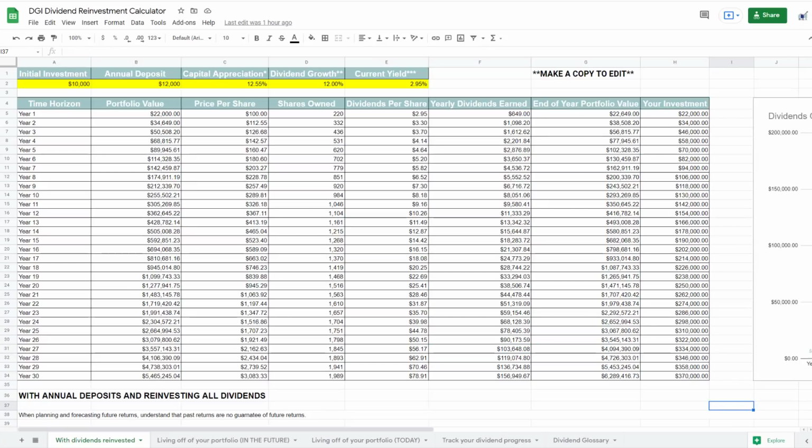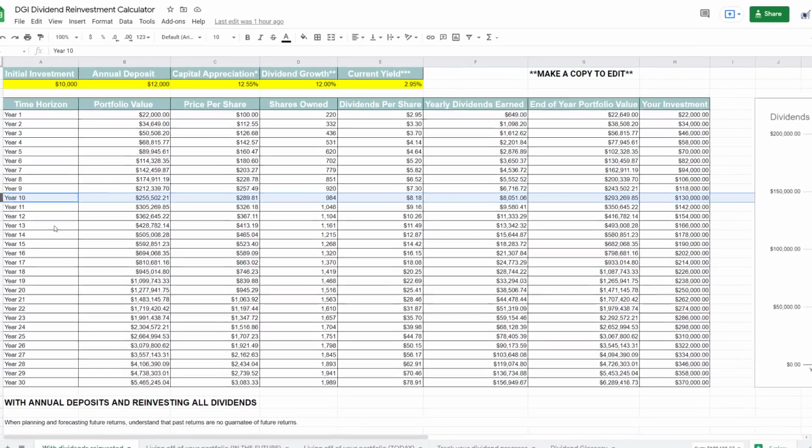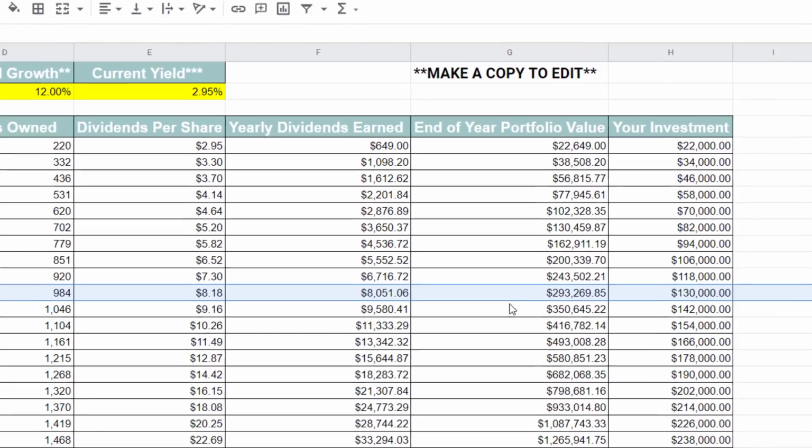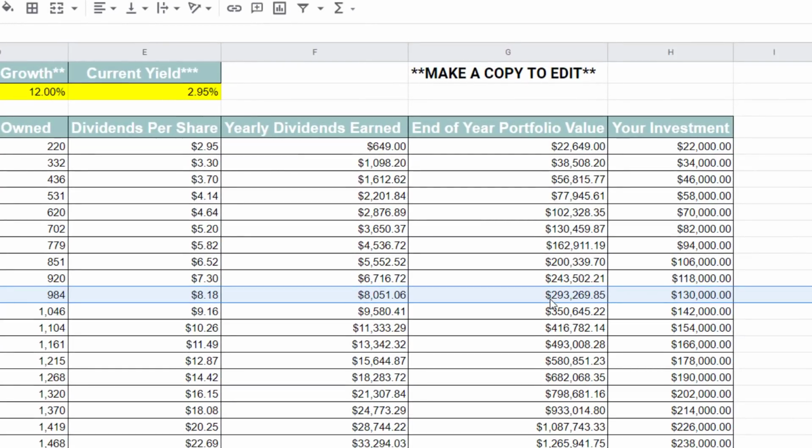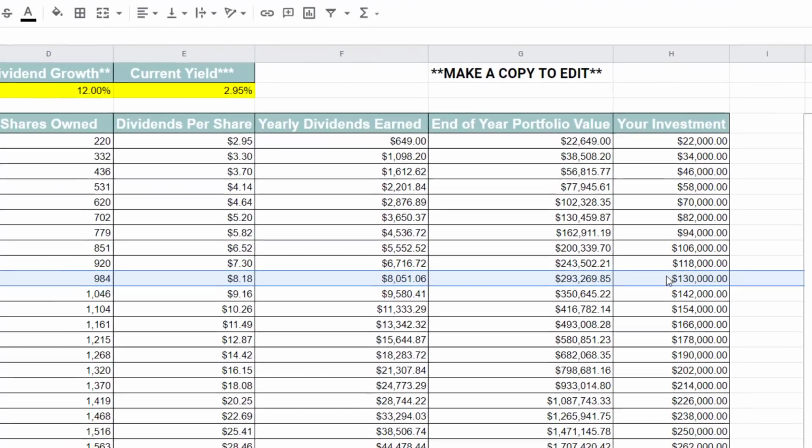So I know that there's a lot of numbers here on the screen. There's a few things that I want you to focus on. If we were to look after 10 years, the portfolio would be valued at just under 300,000. Now, there's a few things that I want you to take a look at. So the first thing is this end of year portfolio value. After 10 years, you'd have just under 300,000, but you would have invested $130,000.